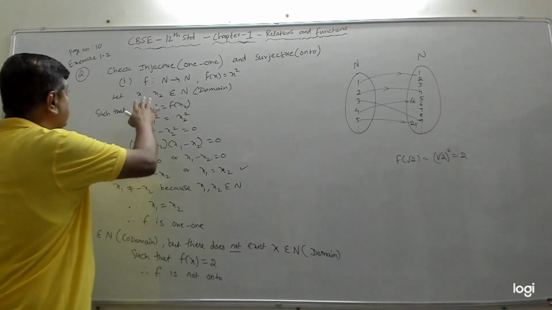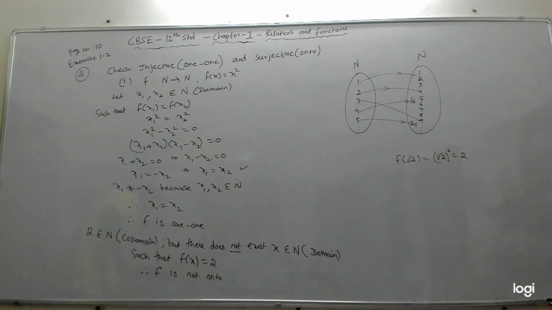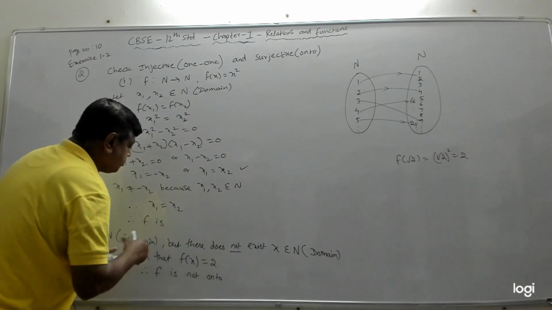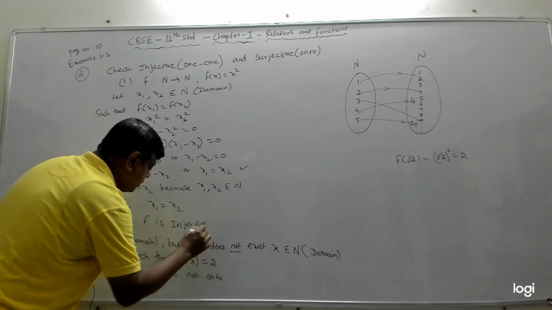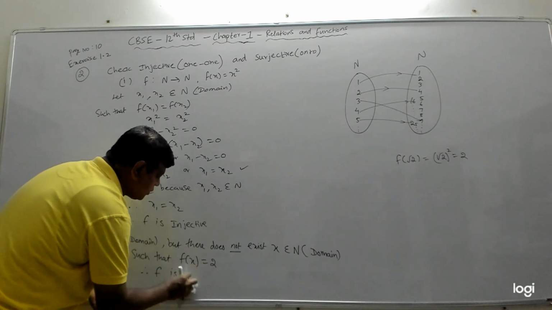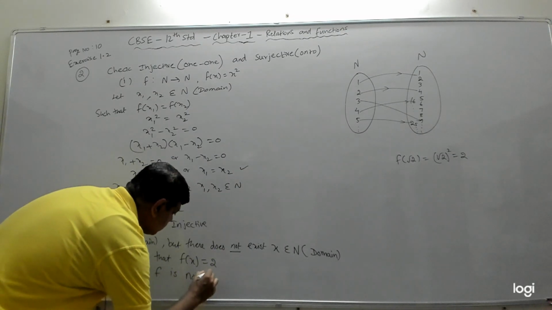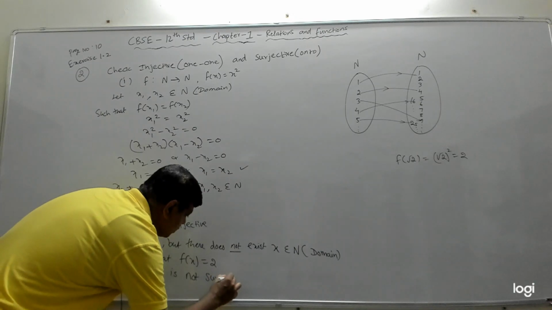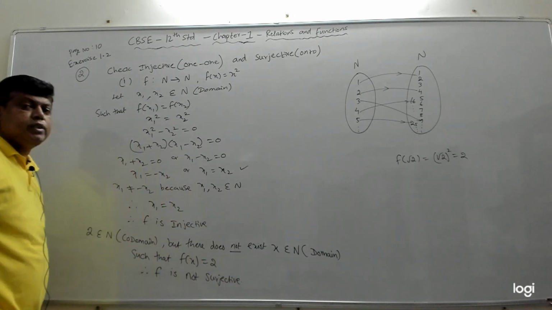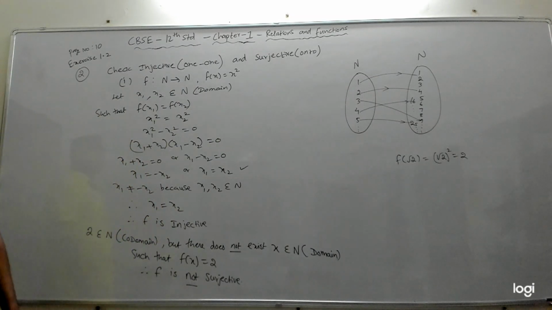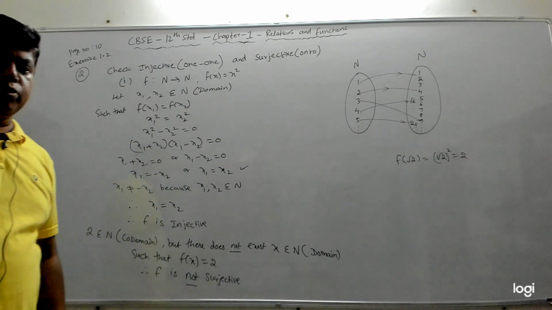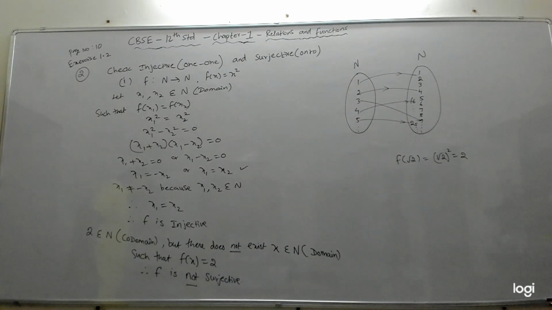So we have to talk in terms of injective and surjective. F is injective, because in the question they say injective, but f is not surjective. Injective means one-to-one, surjective means onto. Fine, so this is how we prove this. All of you can take the notes. I'll go to the next problem.